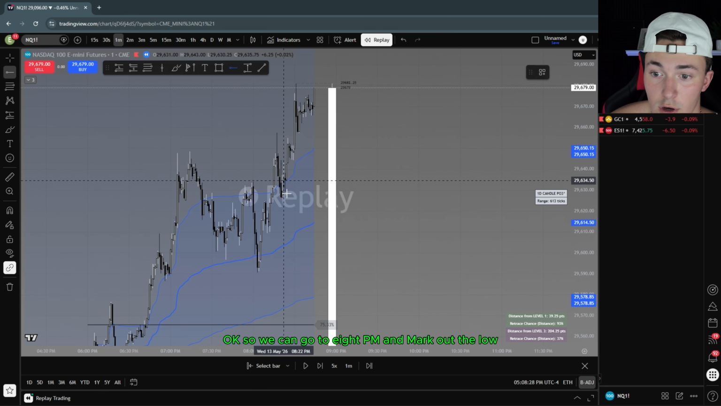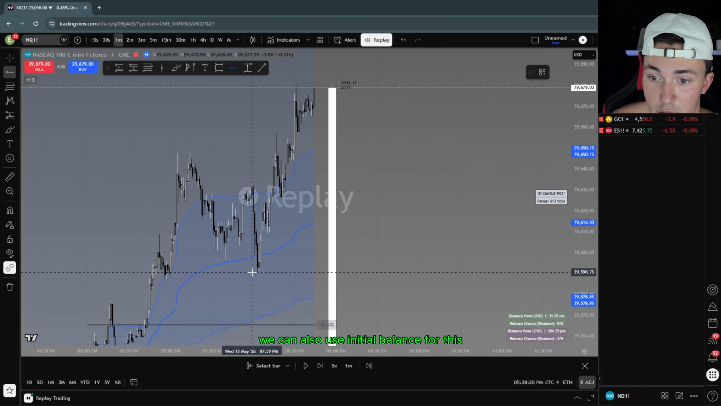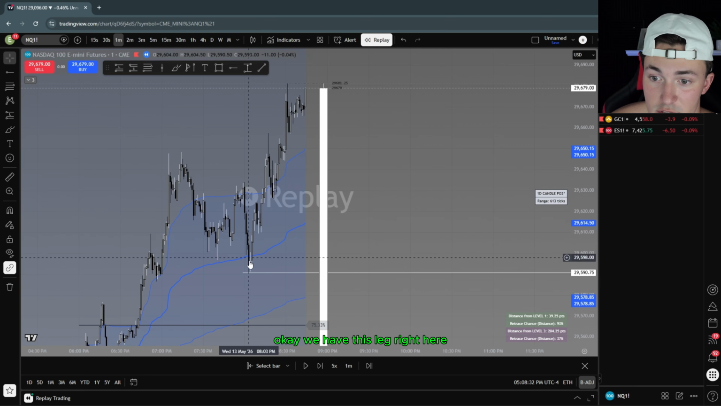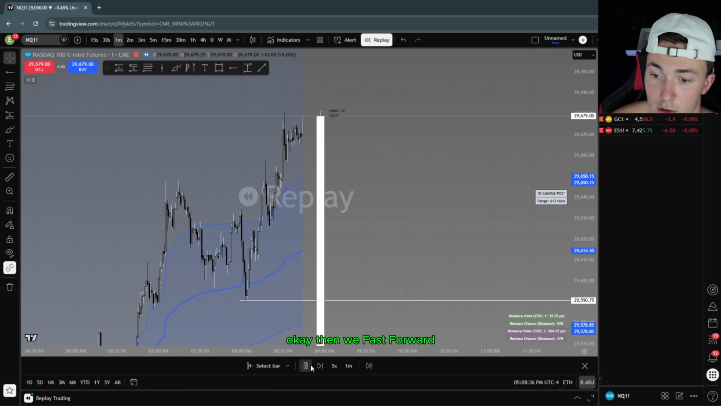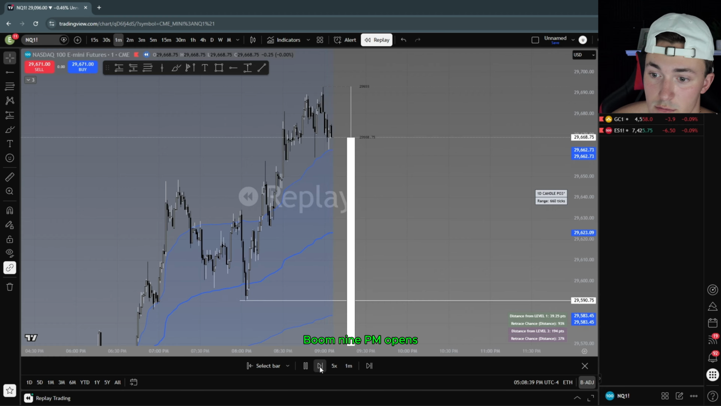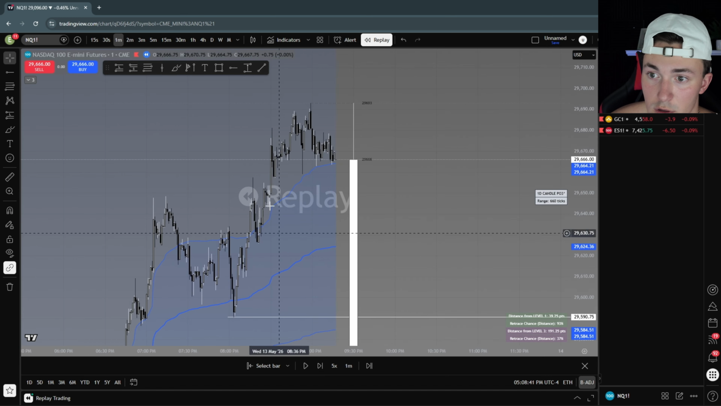And mark out the low. We can also use initial balance for this. Okay, we have this leg right here that pushes us down and makes this low after 8 p.m. Okay, then we fast forward. Boom, 9 p.m. opens. Now what can we do?